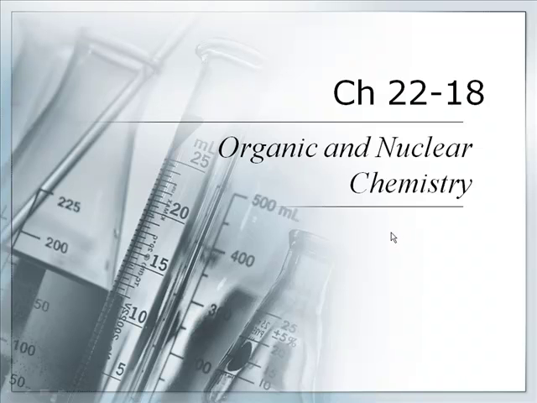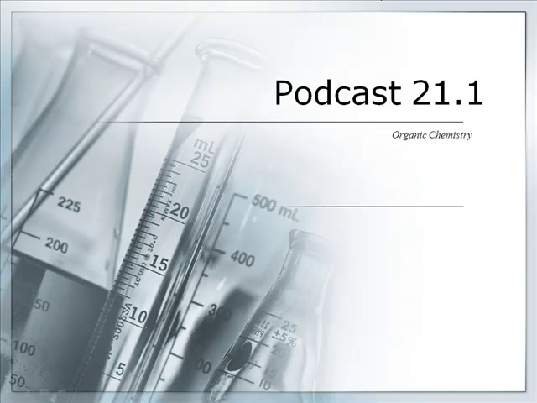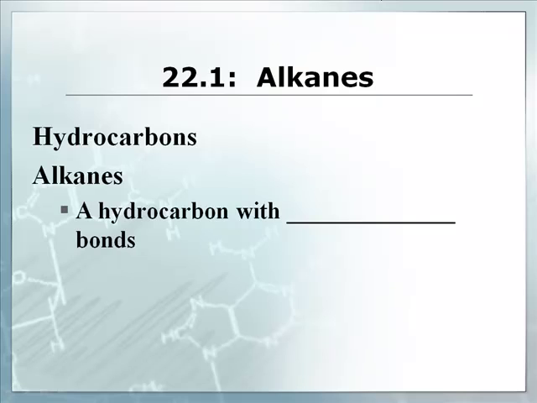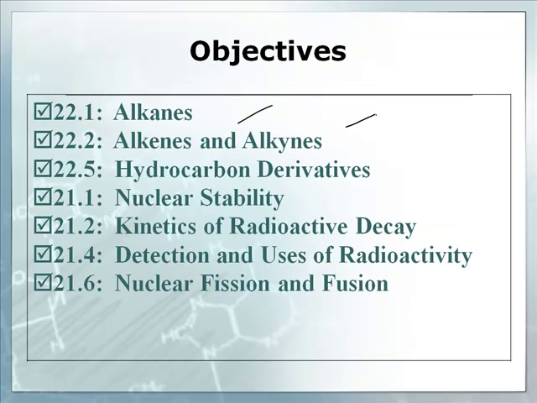So organic and nuclear chemistry. We're just going to do organic today. That's the first lesson. This is podcast 21.1, organic chemistry. Objectives here: alkanes, alkenes, alkynes. You don't know what this means yet, but you will.